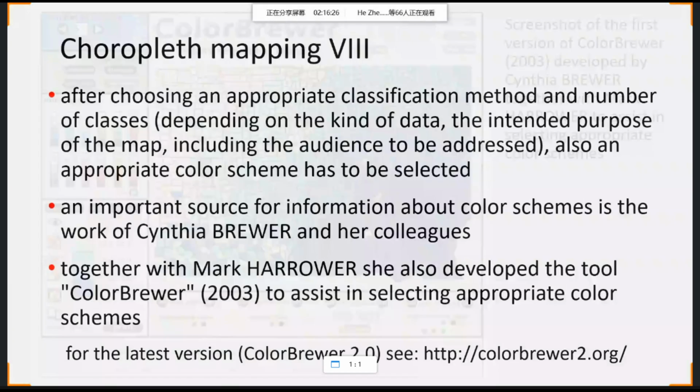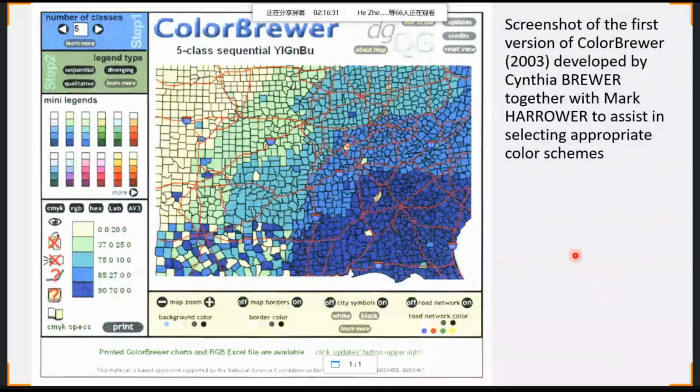This is a screenshot, but not of the second version, but of the first version from 2003. And here you have enumeration units. As you see, it's a part of the United States. And this is just to check out different color schemes. So you can define the number of classes you want to have.